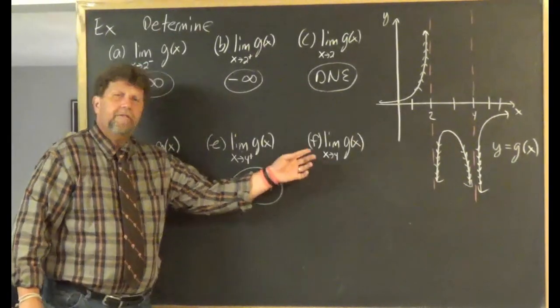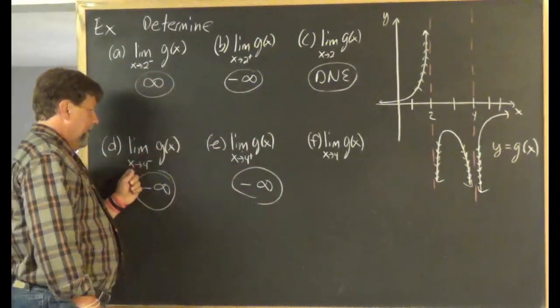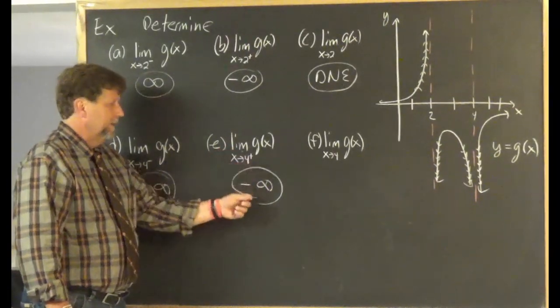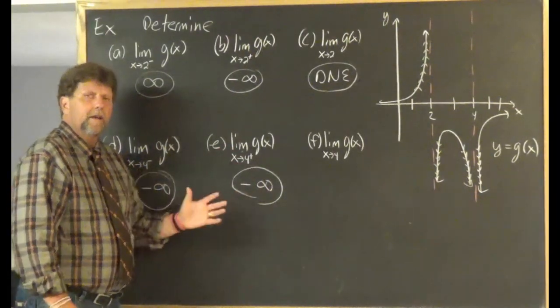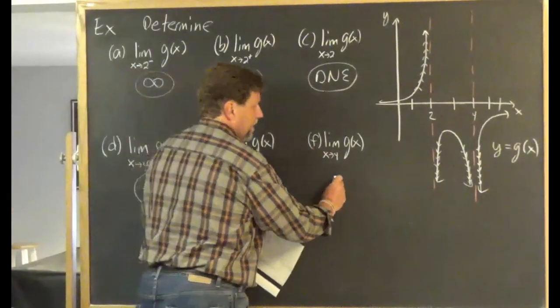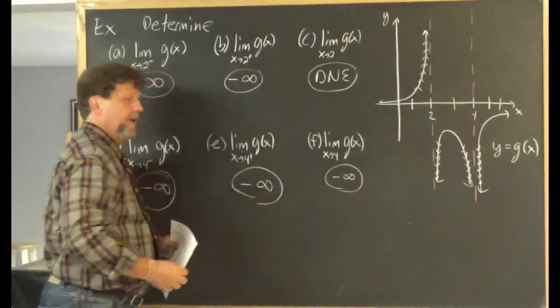So then part F, the limit as x approaches 4. Well, since the left-hand limit is negative infinity and the right-hand limit is negative infinity, they're approaching the same thing, we say the limit in part F is negative infinity.